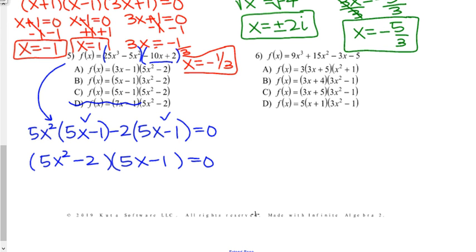So is there anything that looks like that? This has a 7 in it. I don't know where that came from. This has a 3 in it. And then this also has a 3 in it. So the answer here is C. It's in a different order, but multiplication doesn't matter, so you can put that in any order. 5x minus 1 times 5x squared minus 2. Still means the same thing.